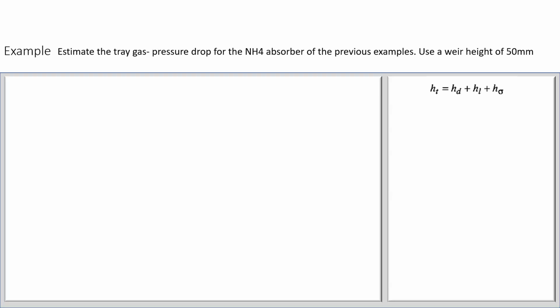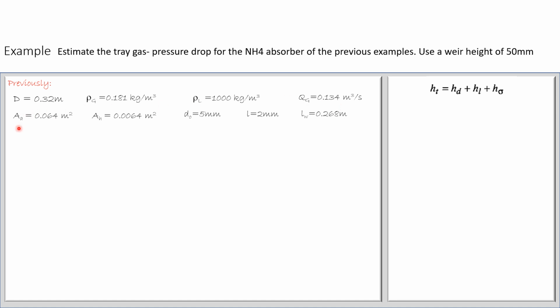So let's have an example of how we can utilize this correlation to calculate the pressure drop using the same problem defined during this chapter. It's the same ammonia absorber, and we have the weir height equal to 50 millimeter, which is 5 centimeters. So from the previous examples we solved, we know the diameter of the column, we know rho G, we know rho L, we know the volumetric flow rate of the gas, we know AA, we know AH, we know the size of the hole, the thickness of the tray, and we calculated LW equal to 0.268 meter.